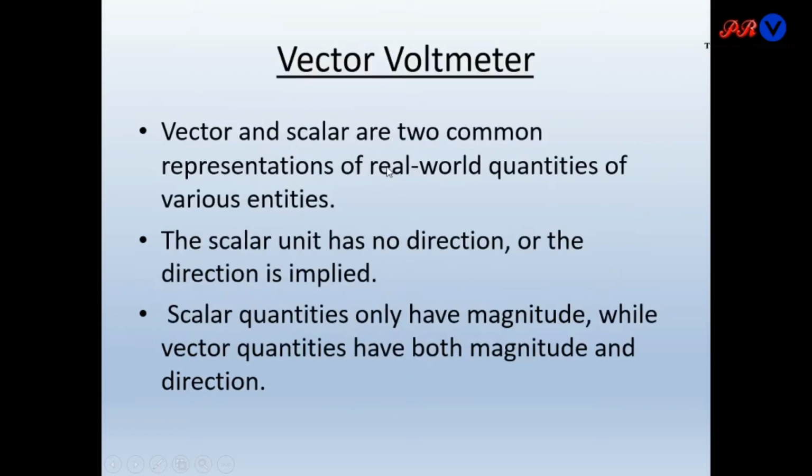Vector and scalars are two common representations of real world quantities of the various entities. So we know that you also studied it in your math that real world quantities can be scalar or vectors. The scalar quantity or the scalar unit has no direction or the direction is implied, while scalar quantities have only magnitude. Vector quantities have both the magnitude and direction. So vector is a quantity which has both the magnitude as well as the direction.